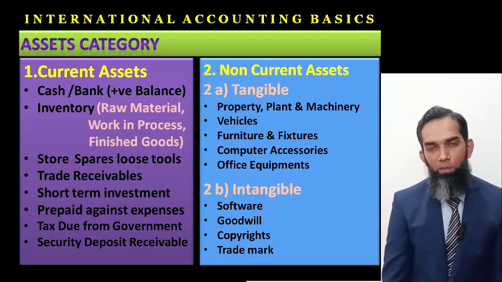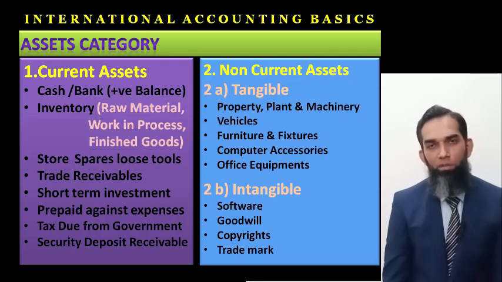Similarly, tax due from government. If any amount is due from the government, it is shown as current assets, which can be received in the near future from the government. So it also comes up in the current assets section.